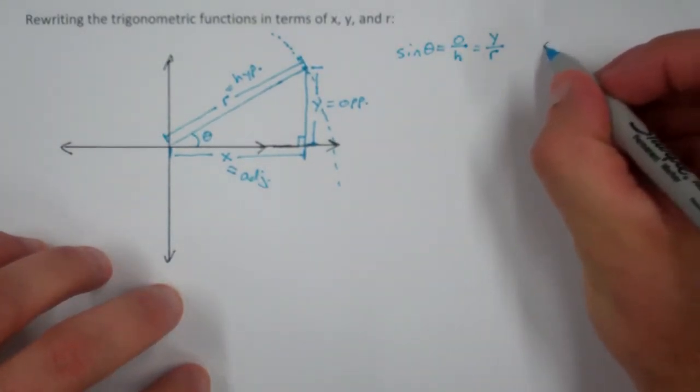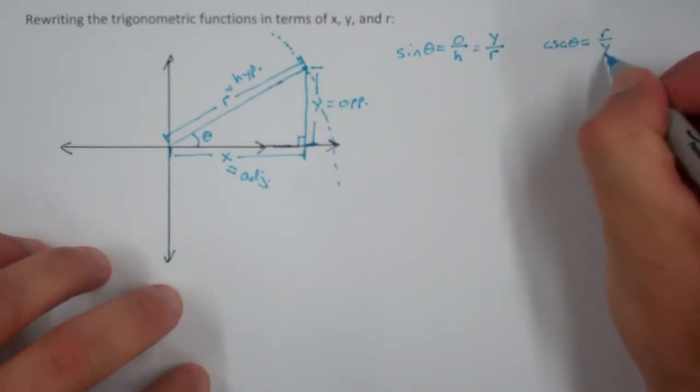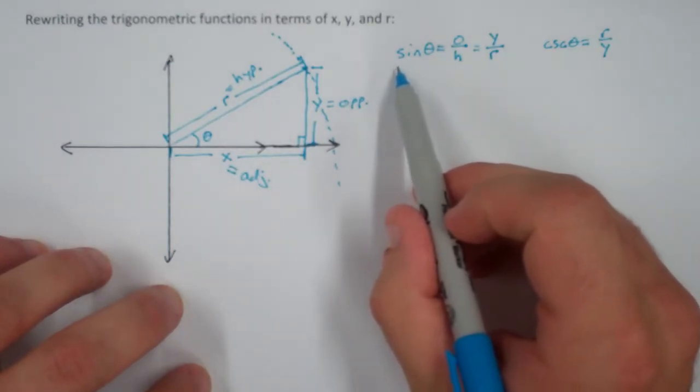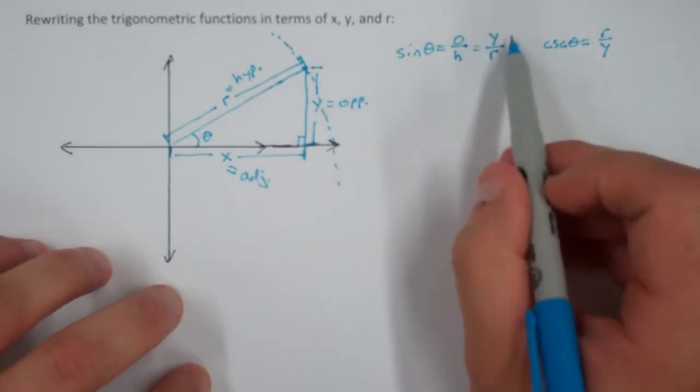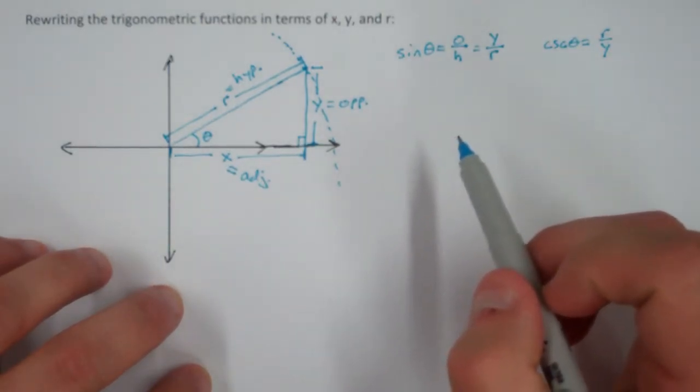We can also say that the cosecant of theta is just r over y. Remember that the cosecant and the sine have a reciprocal relationship. So now we can understand the sine as being y over r, and then the cosecant as being r over y.